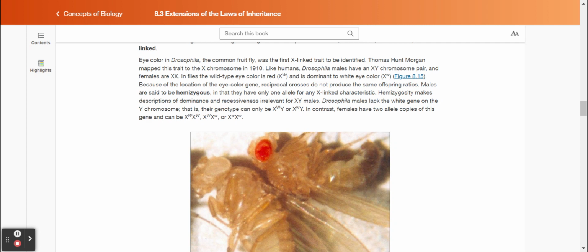Males are said to be hemizygous in that they have only one allele for any X-linked characteristic. Hemizygosity makes descriptions of dominance and recessiveness irrelevant for XY males. Drosophila males lack the white gene on the Y chromosome. That is, their genotype can only be white or red, dominant or recessive. In contrast, females have two allele copies of this gene and can be homozygous dominant, heterozygous, or homozygous recessive.